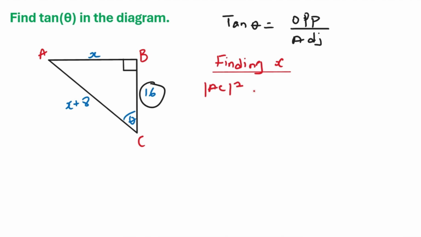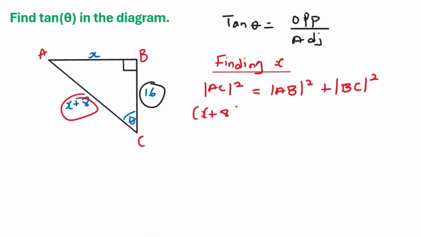AC squared is equal to the sum of the squares of the two other sides. So AB squared plus BC squared. So AC, this is AC, X plus 8, that's a binomial. You have to put in bracket. So we have X plus 8 squared equal to AB. AB is this one, that is X. So we have X squared. BC is 16. 16 squared.